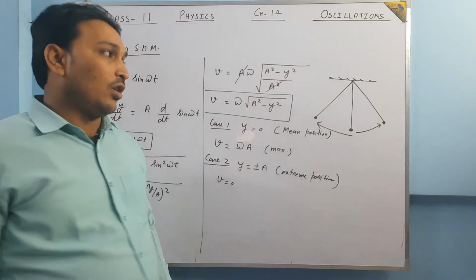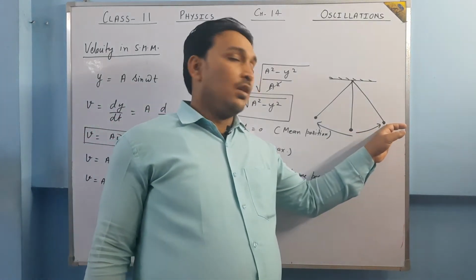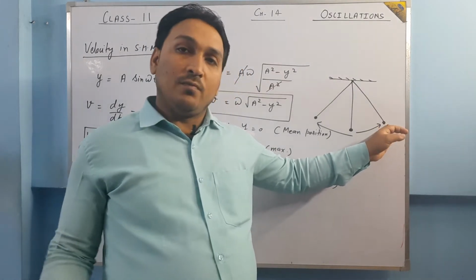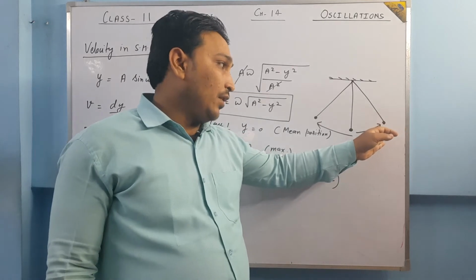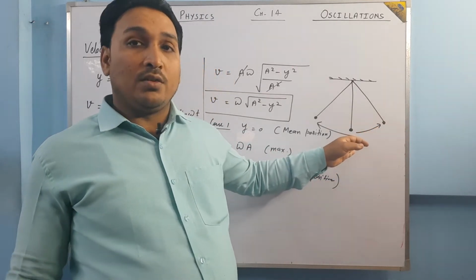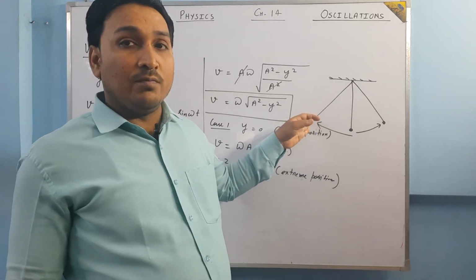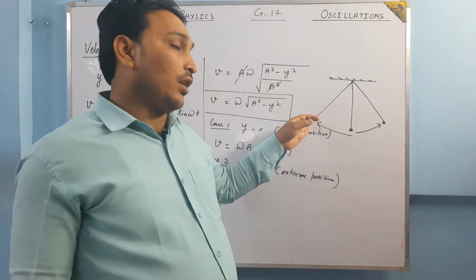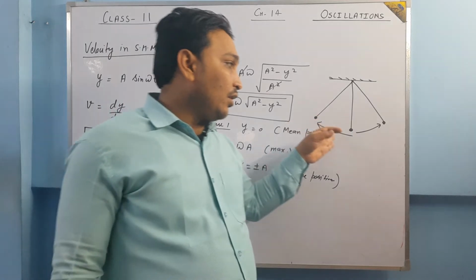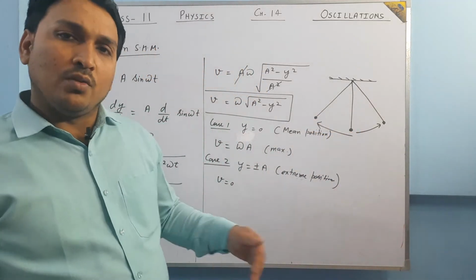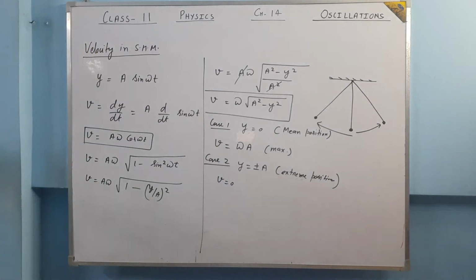Okay, so basically what happens is, when the particle goes towards the extreme, its velocity decreases. At the extreme, velocity becomes 0. Then after it comes towards the mean position, velocity increases. Then again from here it goes to the other extreme, towards the amplitude, and velocity again becomes 0. Then again it comes to the mean position, velocity becomes maximum. This goes on in a cycle. Okay, so this is how velocity is being calculated.